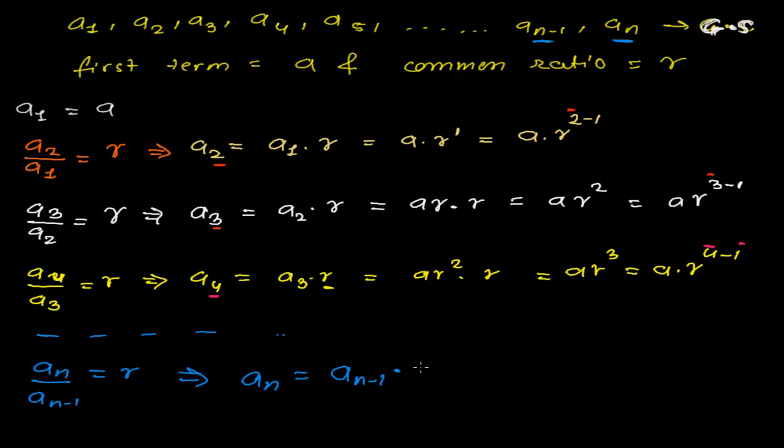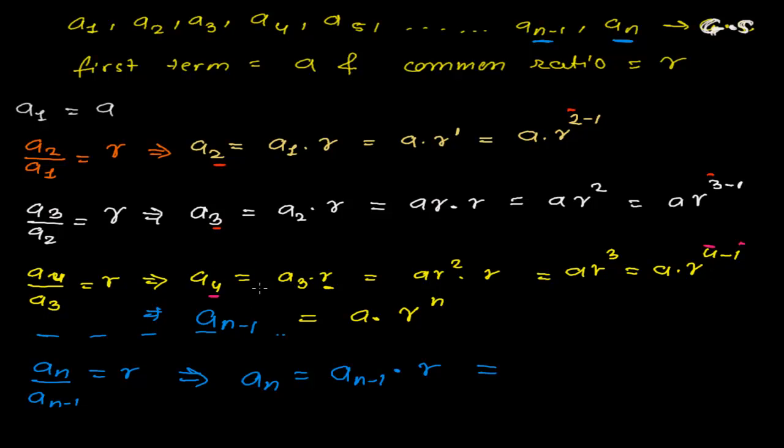And as we're getting here in this way, from the same pattern, the nth term should be equal to the first term times r to the power n minus 1, right?